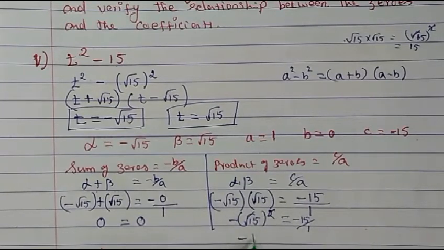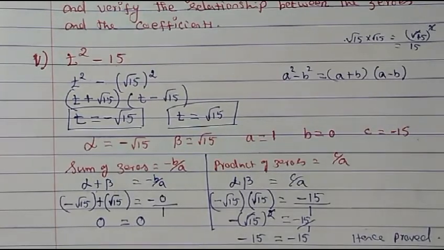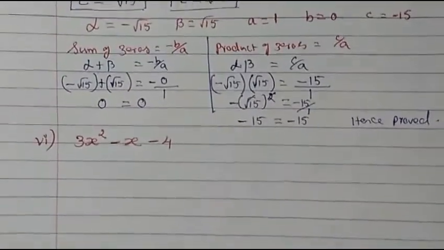So we will get minus 15. Here also 1 has no value. If you are dividing, we will get minus 15 only. Hence proved.